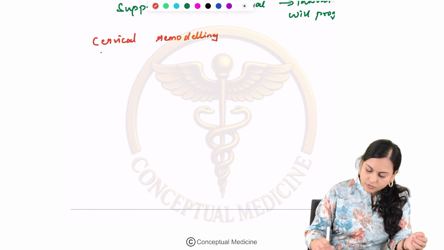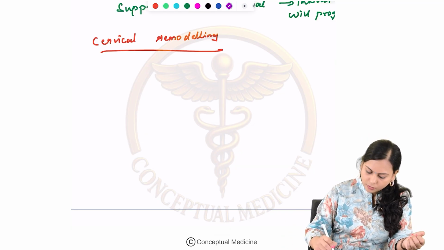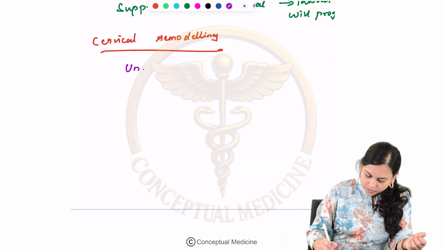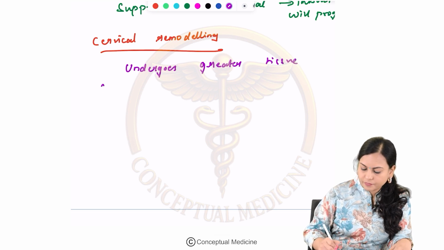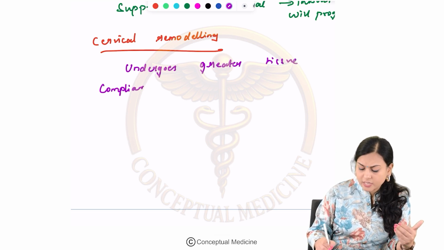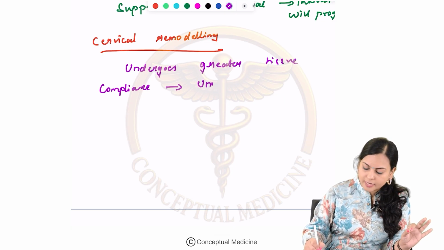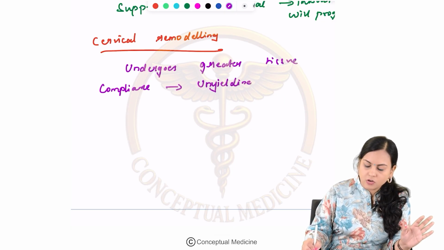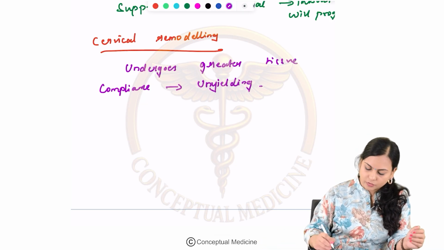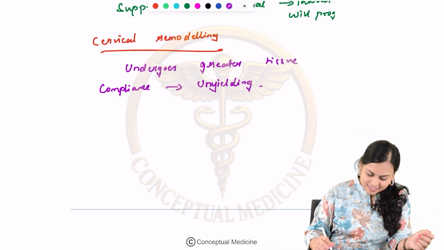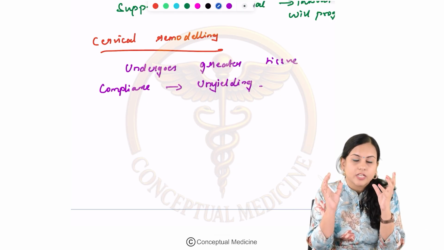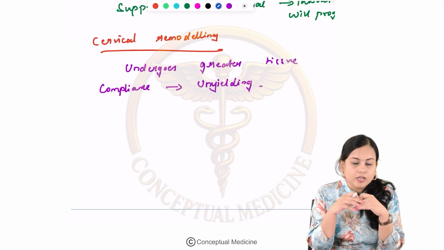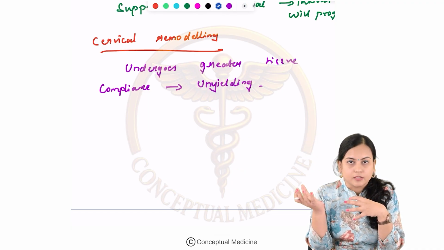Now, we will see cervical changes or cervical remodeling. This also happens in phase 1. The cervix undergoes greater tissue compliance, but in this phase, it is going to be unyielding. It is not going to open up at this phase. These changes in the cervix are very important so that the pregnancy will be carried till term.